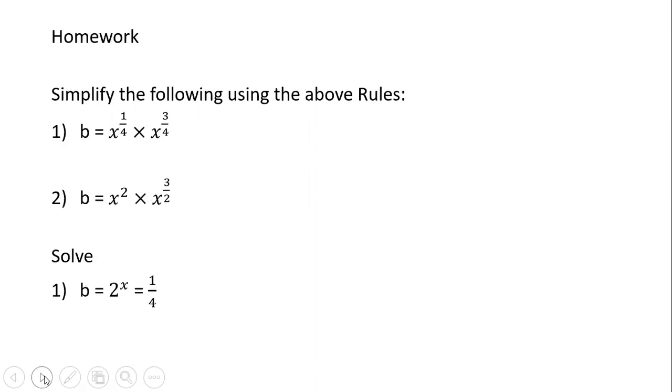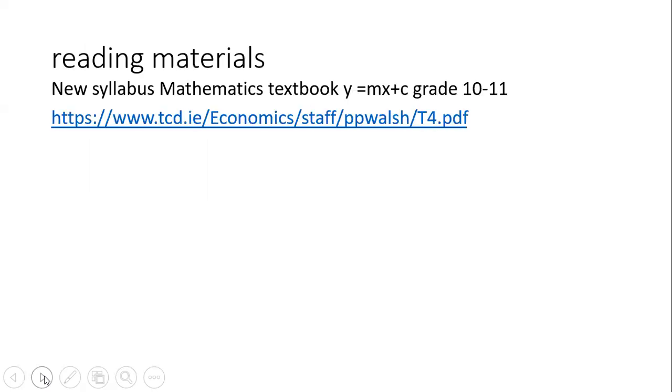Okay. Here is a homework I would love you guys to go do at home. Then you bring it in tomorrow. I also have prepared for you some reading materials. You should consult your mathematics textbook. And you should also go on that link. You'll find notes on indices.